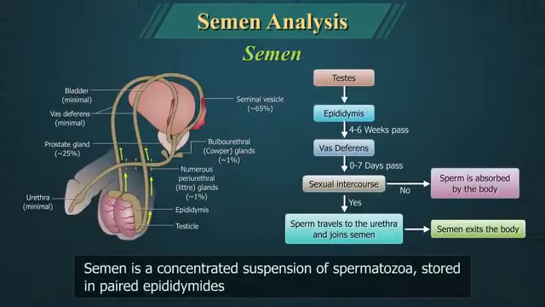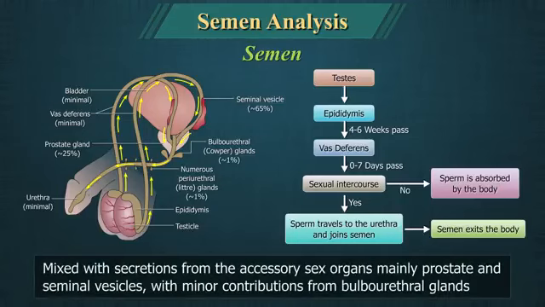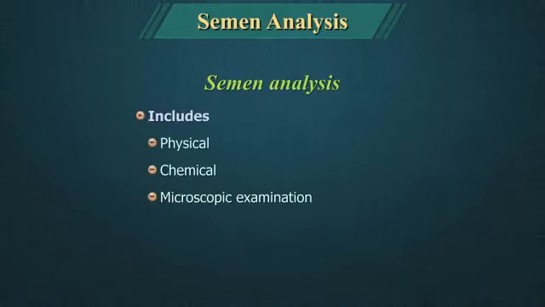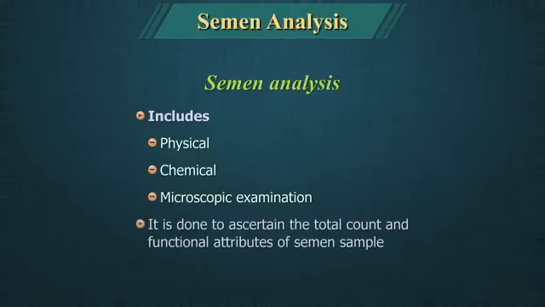Semen is a concentrated suspension of spermatozoa produced in the testes, stored in the paired epididymis, mixed with secretions from the accessory sex organs, mainly prostate and seminal vesicles, with minor contribution from the bulbourethral glands. Semen analysis is the physical, chemical, and microscopic examination of semen. It is done to ascertain the total count and functional attributes of semen sample.